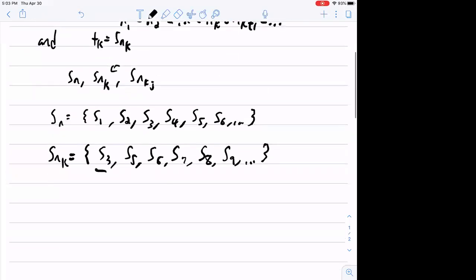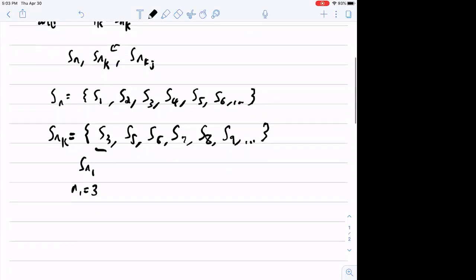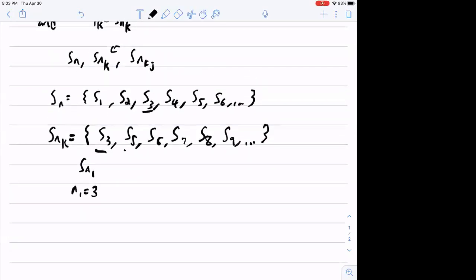So here, this is S_{n_k}, where this is S_{n_1} when k is 1. Remember, our index now is k. So for k equals 1, our first term, n1 is 3, because if you match it, it's the third term. This is S_{n_2}, where n2 is 5. And this is S_{n_3}, where n3 is 6. S_{n_4}, where n4 is 7, and so on. So this is a subsequence.